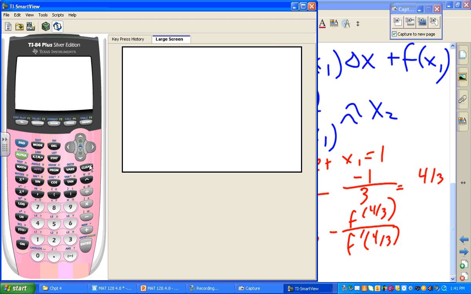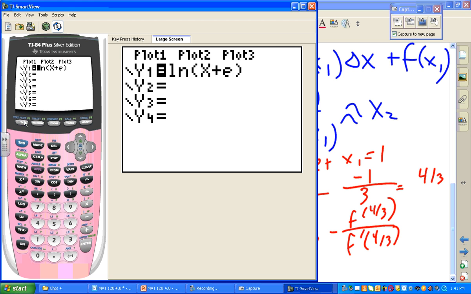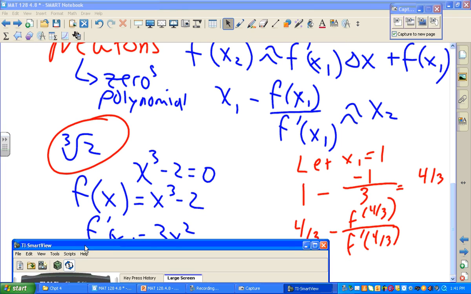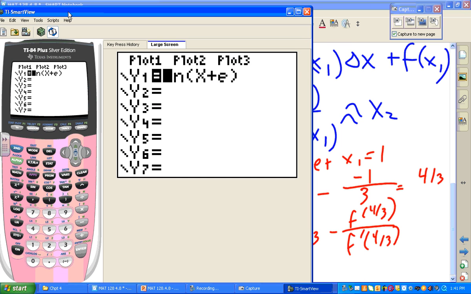So, what we need is our equations. Y equals x cubed minus 2. That's my function. X caret 3 minus 2. My derivative was 3x squared, wasn't it? 3x squared. Right? Those are my derivatives.